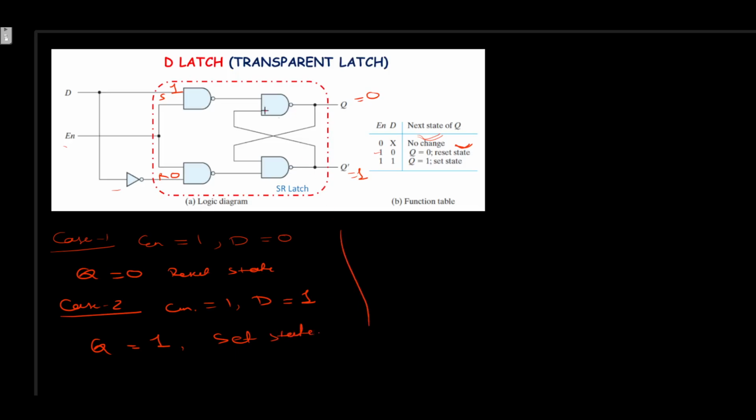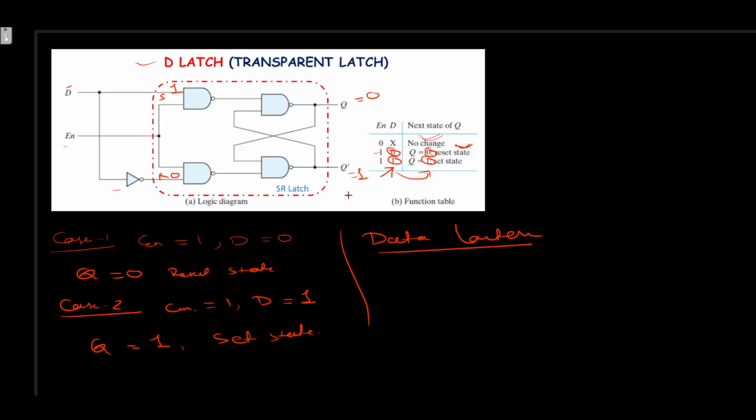Okay, now let us see why the name is called D latch or transparent latch. D latch refers to data latch. So data latch means what? Whatever the input I am giving, if D is equal to 0, then the output Q is 0. If D is equal to 1, then the output Q is also equal to 1. So whatever the input data I am giving, the same is getting stored in the flip-flop or the latch.